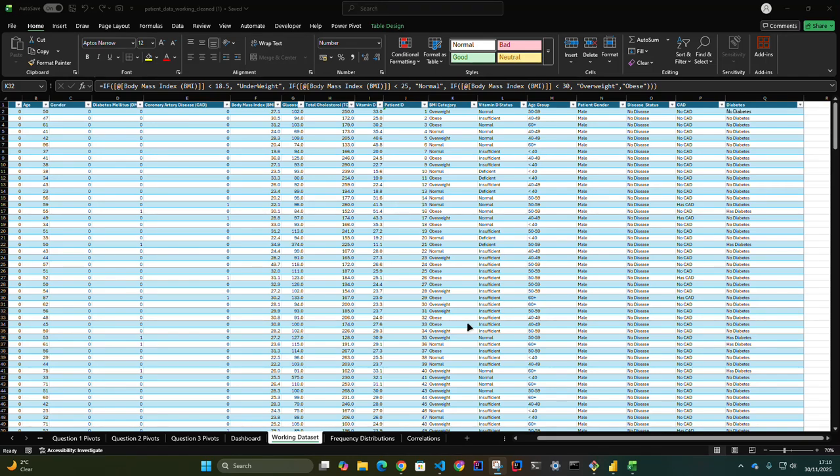So first, I'm going to show you my categorical data I added. I added patient ID, BMI category, vitamin D status, age group, patient gender, disease status, CAD, and diabetes. These are pretty easy. This was just a count.